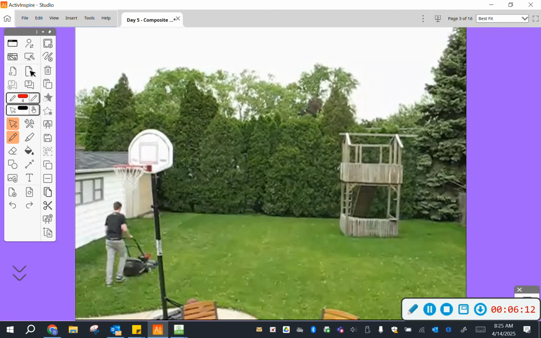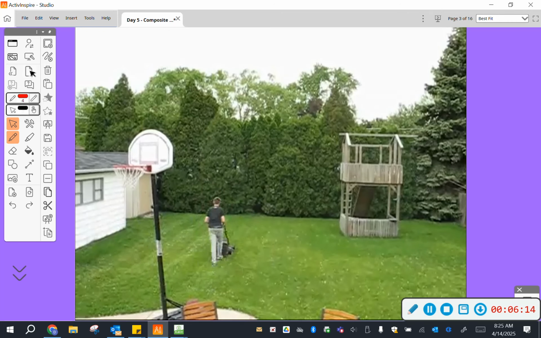Absolutely not. We don't have trees like that in Texas. Maybe we do, but not around here.